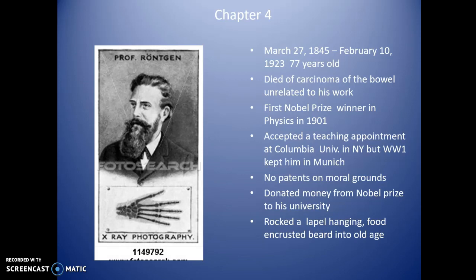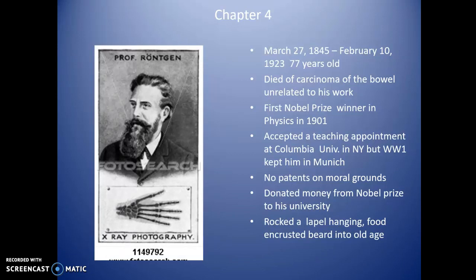Just a little background. For most of you, this is a review, but March 27th, 1845, until his death on February 10th, 1923, 77 years old for Wilhelm Conrad Röntgen. Died of carcinoma of the bowel unrelated to his work, so he did not die of any radiation related illnesses. First Nobel Prize winner in physics in 1901. Accepted a teaching appointment at Columbia University in New York, but World War I kept him basically in Munich.